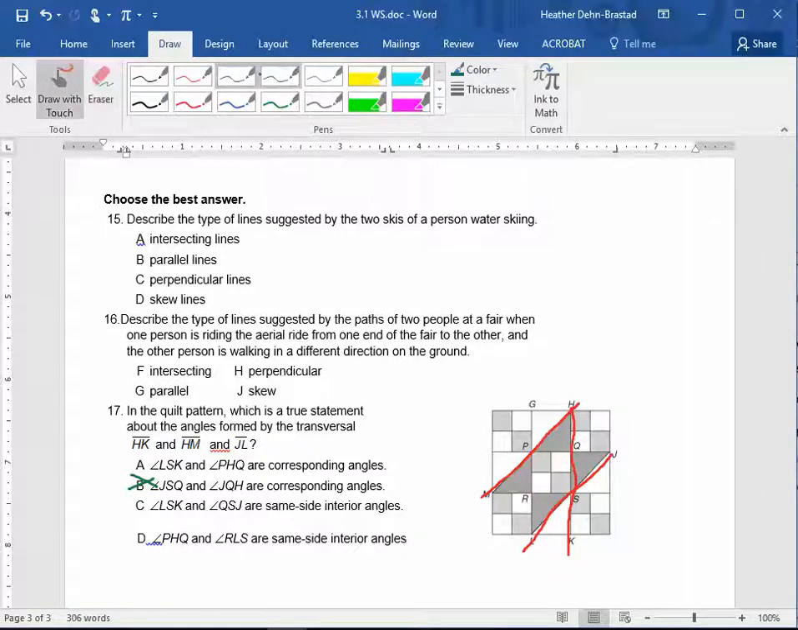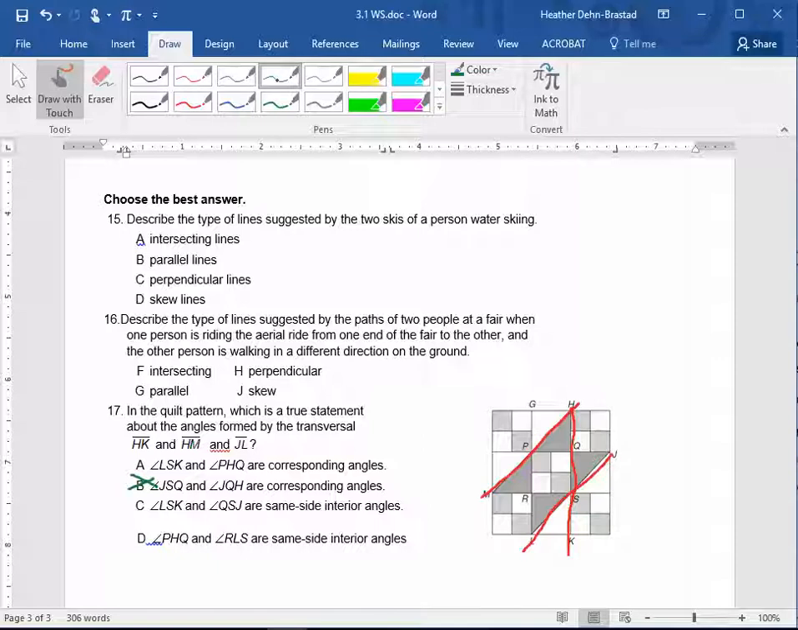All right, let's erase those and see what C says. In C we have angle LSK again. We had that angle before, and angle QSJ. That's these two angles. Are they same side interior? No, they're vertical angles, so that's not going to work. They didn't even use this line MK, or MH. I need the eraser here. All right, let's look at D, and so far A is the best choice.